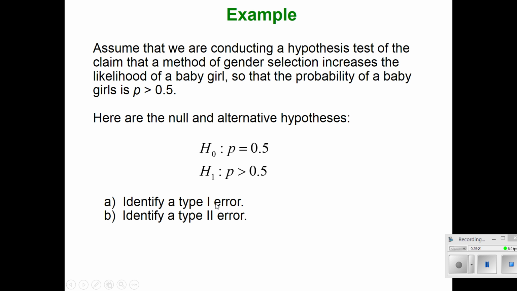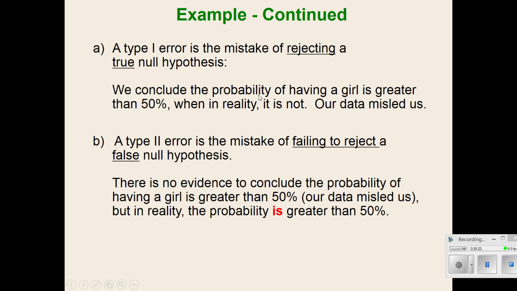So a type 1 error in this scenario would be rejecting a true null hypothesis, which would conclude the probability of having a girl is greater than 50% when in reality it is not. Right? So in that case, our sample data would have misled us. It doesn't mean we messed up in our procedure, but that our sample may have been faulty.